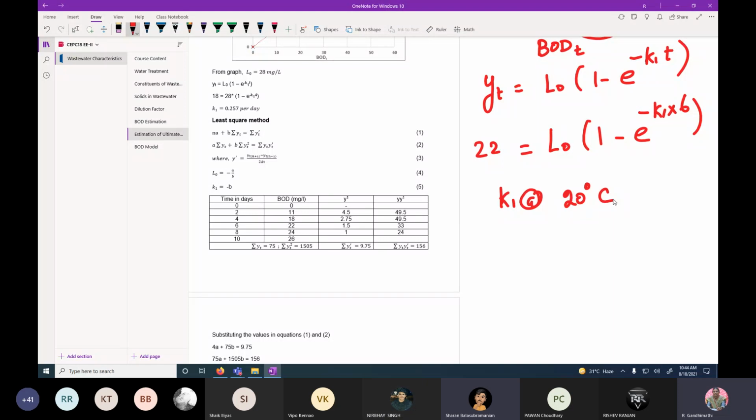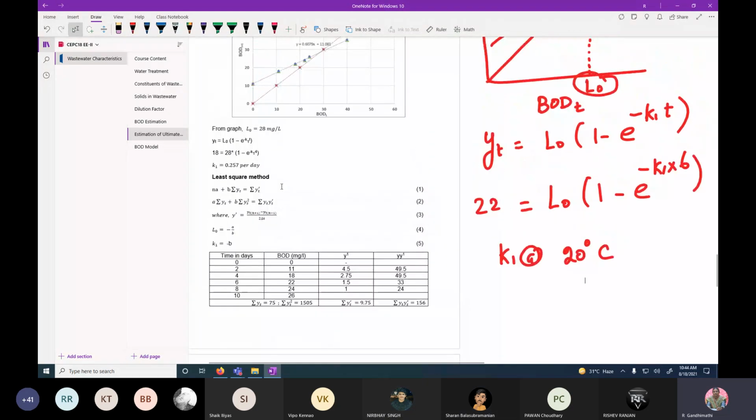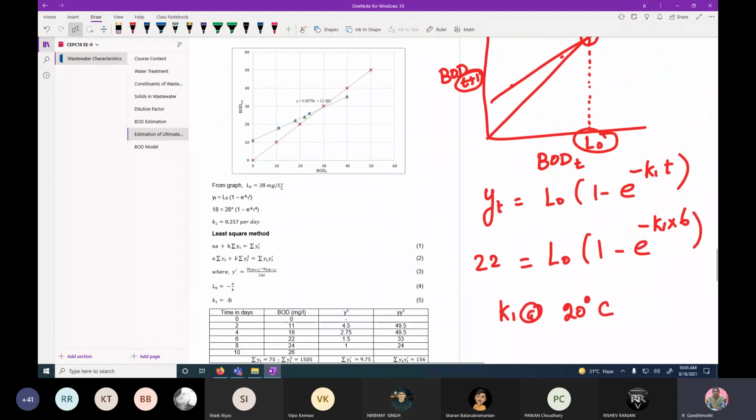Yes, ma'am. Can you plot this and then tell me the answer? Maybe you can try it at home, then we will discuss the answer tomorrow. Okay, it is a very simple method. We can easily find out the ultimate BOD and the K1 value at 20 degrees Celsius. We will see the answer maybe in the next class.